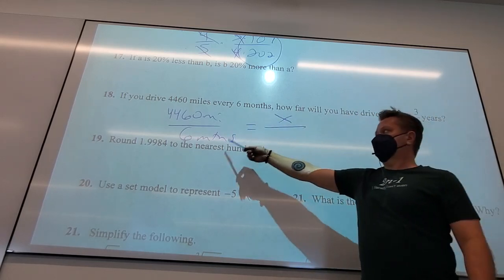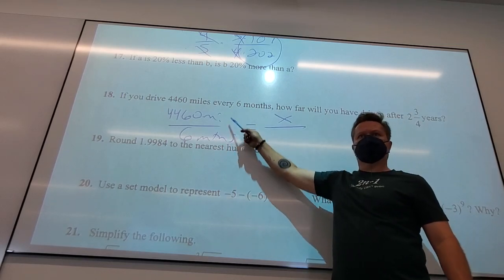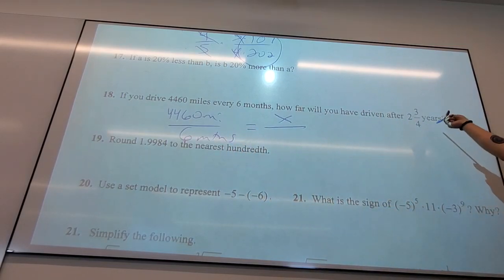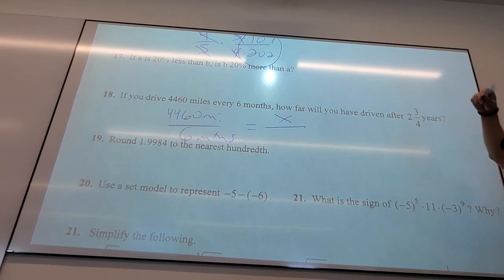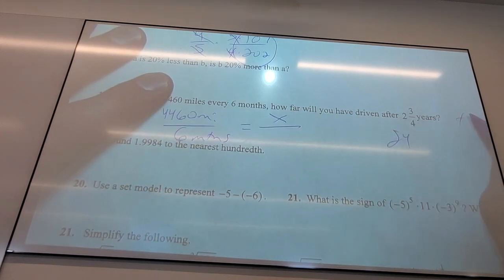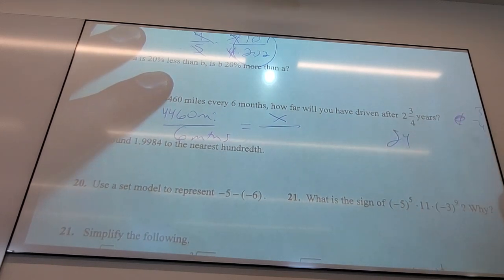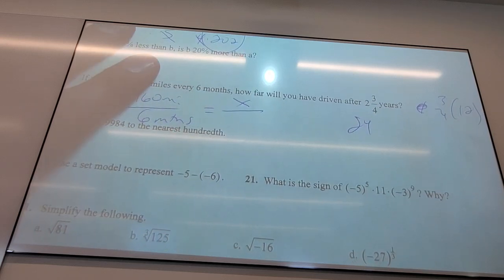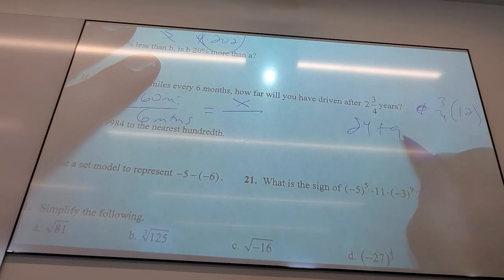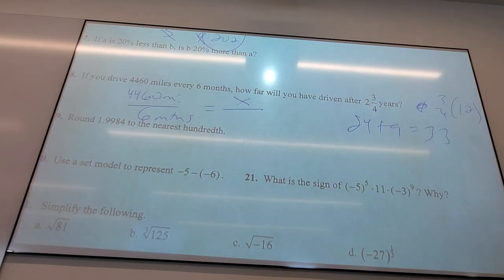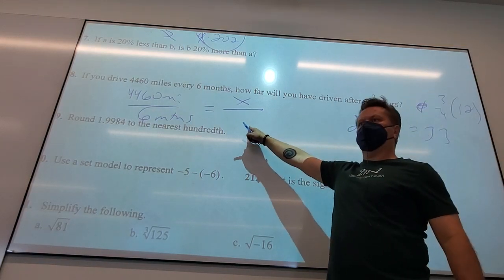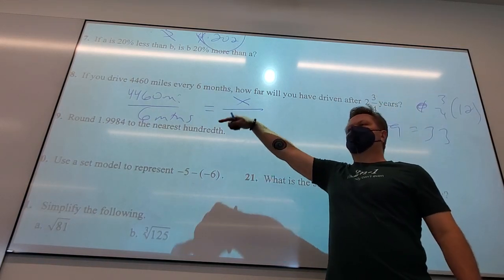Months. I've already established months, and I've got years. How do I make this into months? Well, 2 years is how many months? 24. And what's 3/4 of a year? 9 months, yes. So there's 33 months in 2 3/4 years. So what goes here? 33. And then you can either cross multiply or whatever.